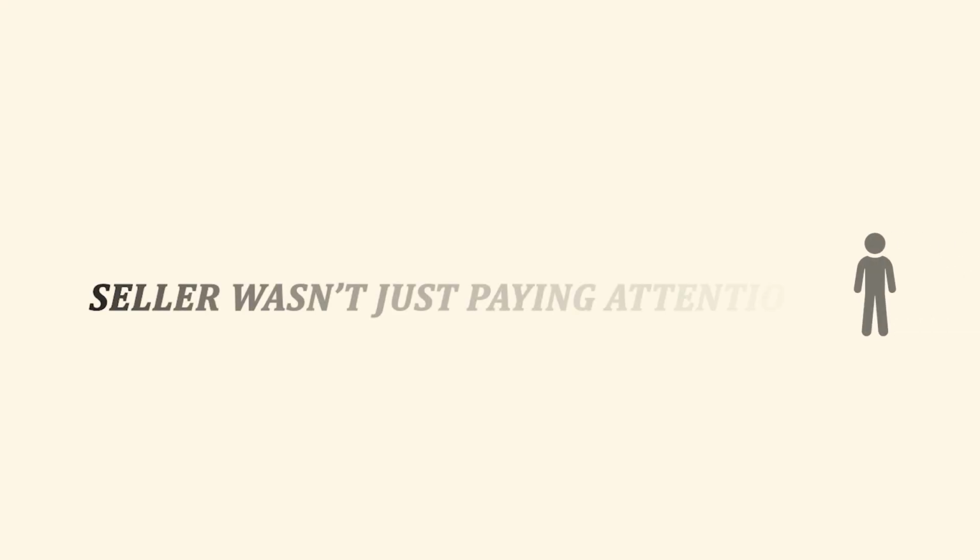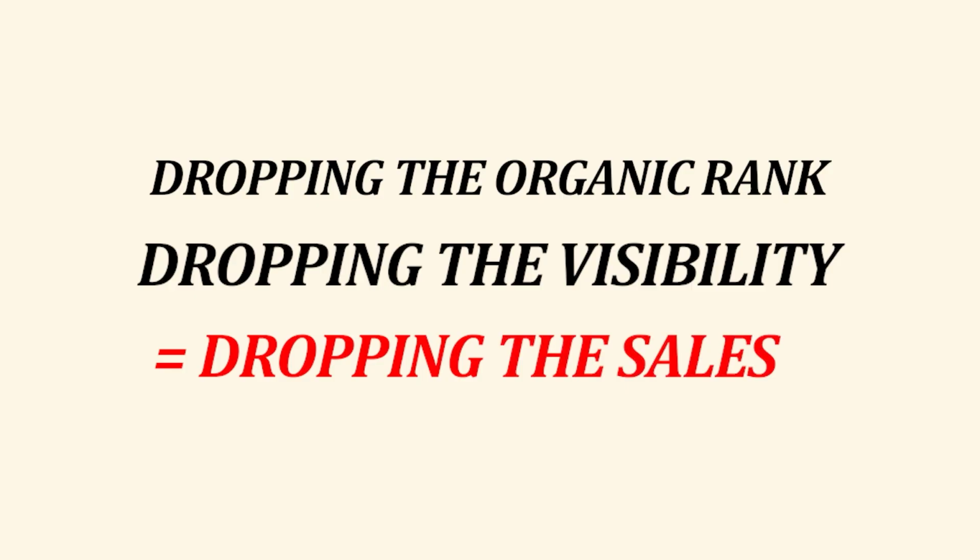The chart that I'm going to show you in a second, it's not that Amazon suddenly just killed their listing overnight and took away all their keywords. It was something that was gradually happening over time, and the seller just wasn't paying attention and tracking these things. And once we saw that, everything started making sense. Drop in the organic rank, drop in the visibility, equals the drop in the sales. So instead of guessing and trying to just fix random things, I want to show you the data and show you exactly how this whole situation played out.